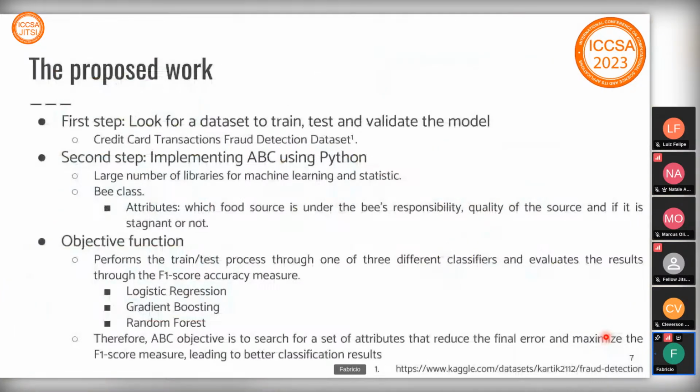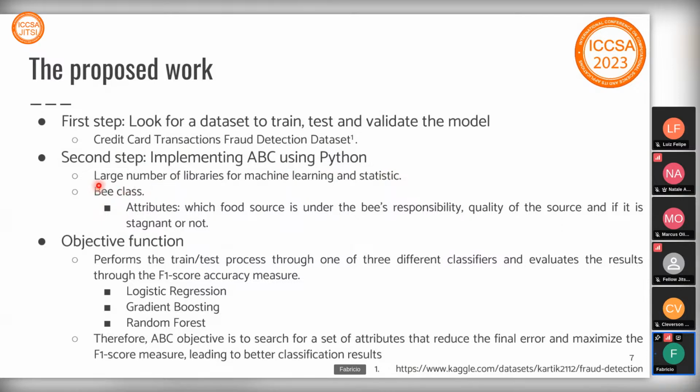In the proposed work, the first step is to look for a data set to train, test and validate the model. The chosen one was the credit card transactions fraud detection data set, which is publicly available at Kaggle. The second step was implementing the ABC using Python.